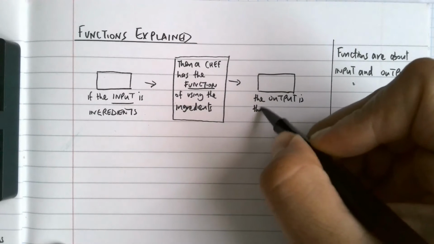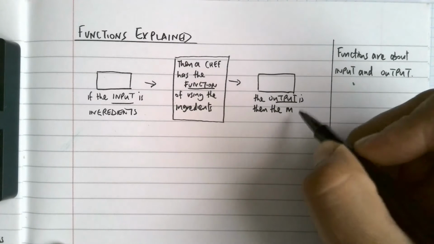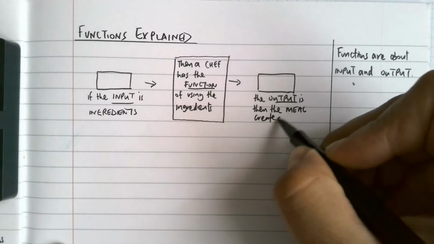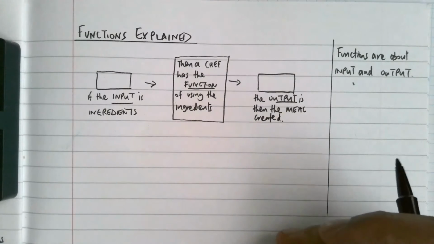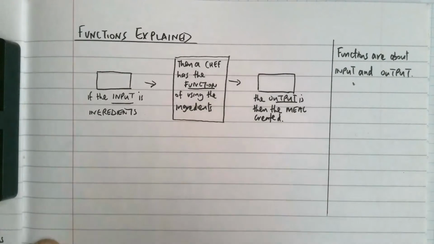The input is usually fixed. The function is usually given, which is a set of instructions. The output is then dependent on the function and on the input, which is the ingredients in this case.